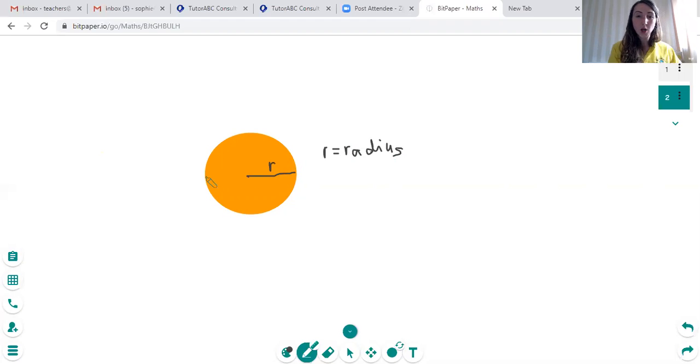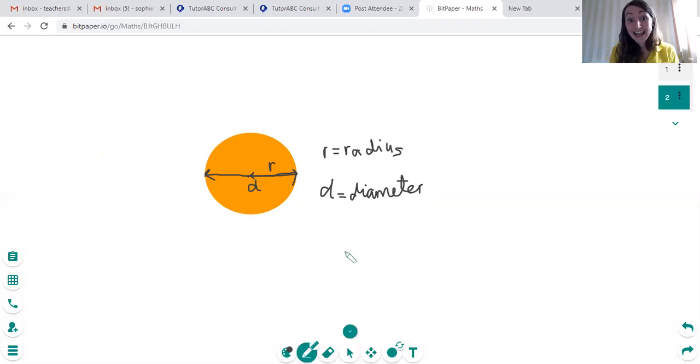Now, if I was to go all the way along, so if I was to go from one end all the way to the other end, that now becomes D. And D stands for diameter. Okay, so trying to write this freehand and keep it as neat as possible, hopefully you can still read it. So D is my diameter. So my radius is half of the whole length, and my diameter is the whole length.